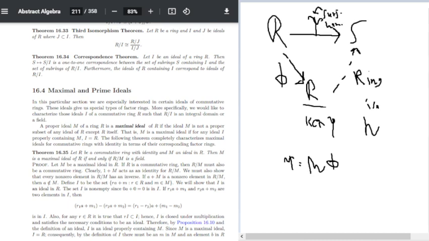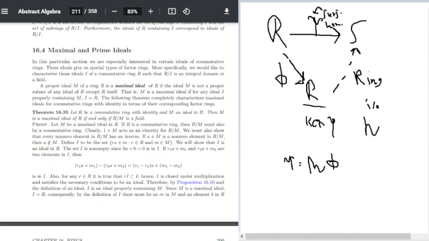So, maximal and prime ideals. In this particular section, we are especially interested in certain ideals of commutative rings. These ideals give us special types of factor rings. More specifically, we would like to characterize those ideals I of a commutative ring such that R over I is an integral domain or a field. So, a proper ideal M of a ring R is a maximal ideal of R if M is not a proper subset of any ideal of R except R itself.